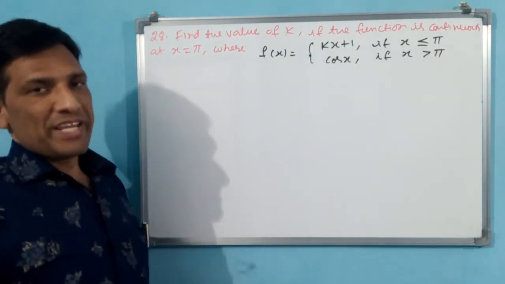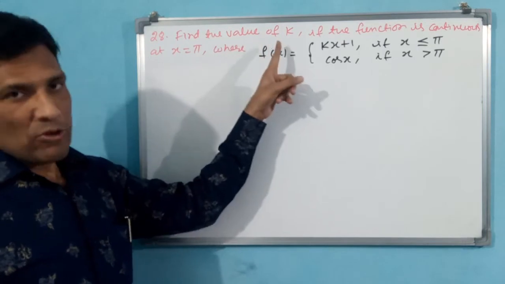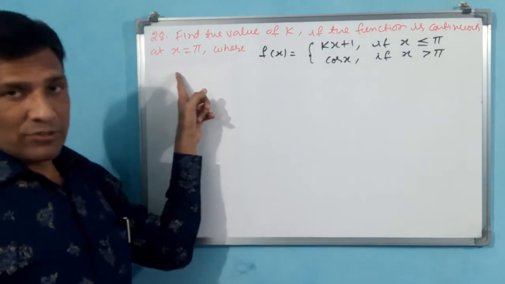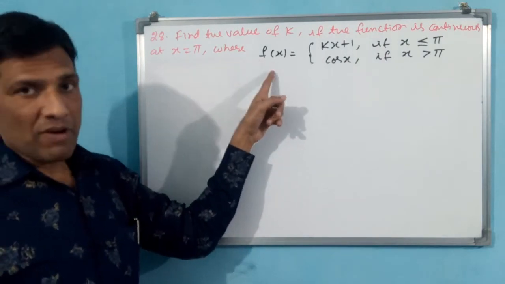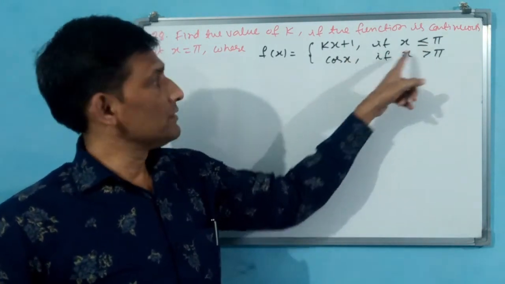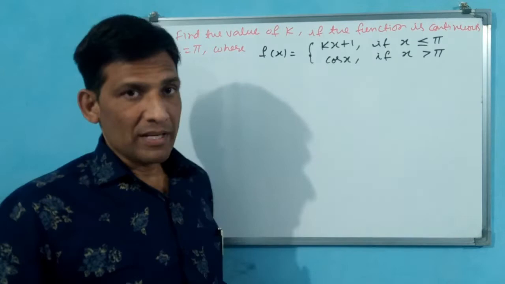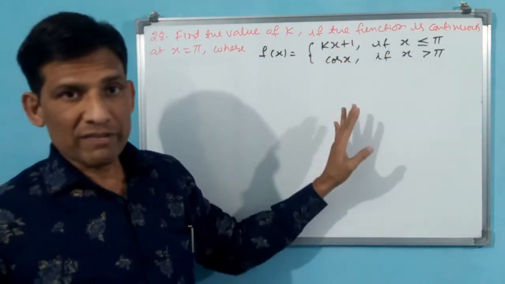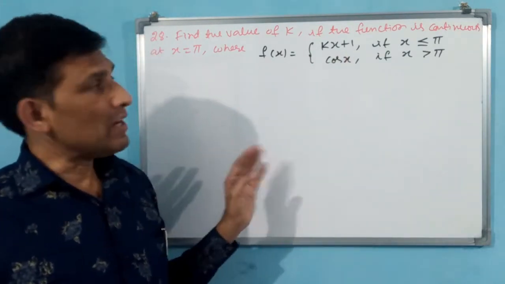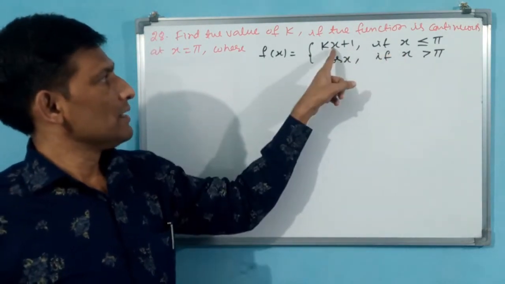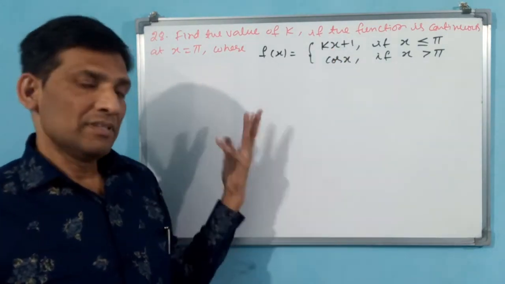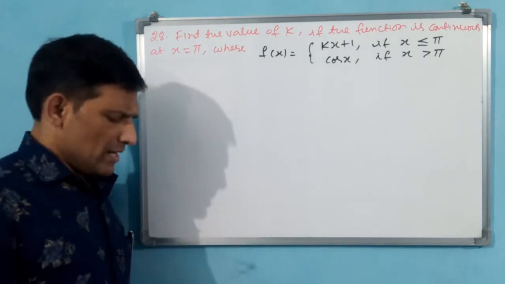See, question number 28, find the value of k, like the earlier question only. If the function is continuous at x is equal to pi, where f of x is equal to kx plus 1 if x is less than or equal to pi, cos x if x is greater than pi. That means the function is continuous, like he already gave, at x is equal to pi. Both you have to equate, both are equal, but you have to apply limit pi. That means k pi plus 1 is equal to cos pi. Then your answer you are going to get.